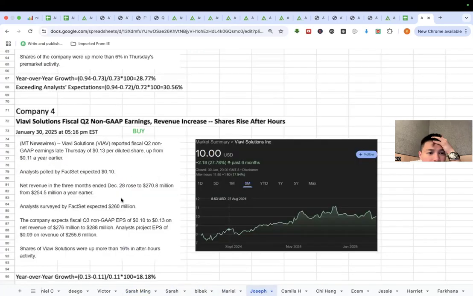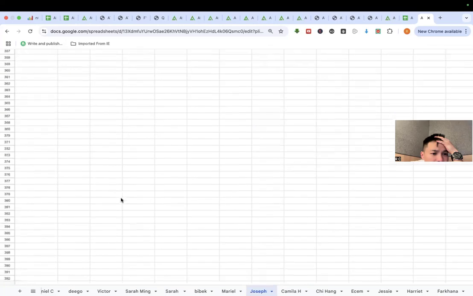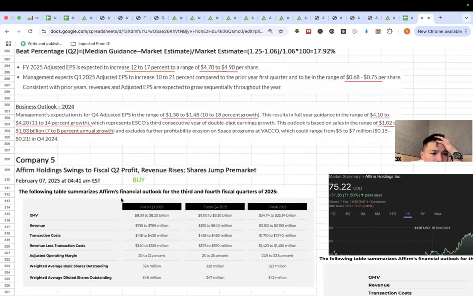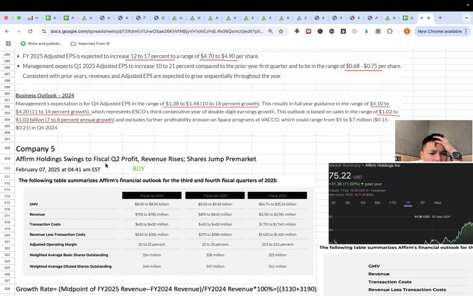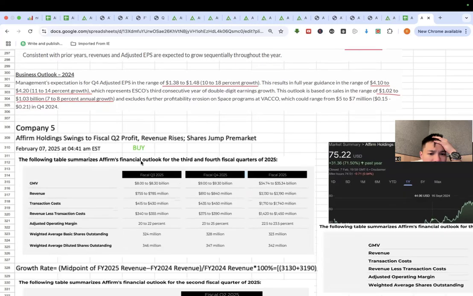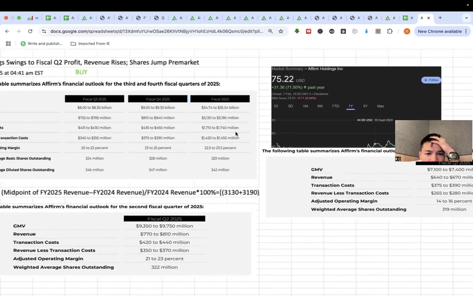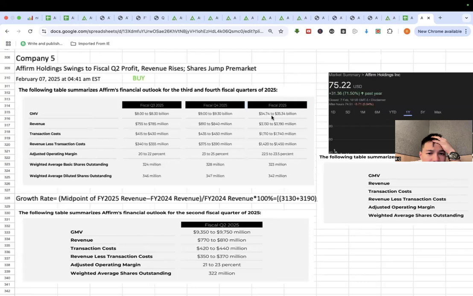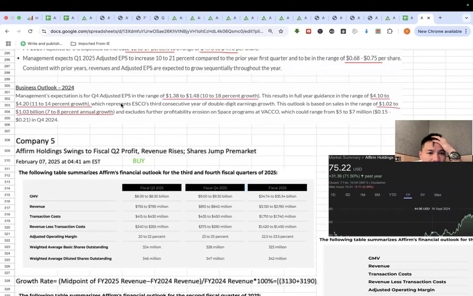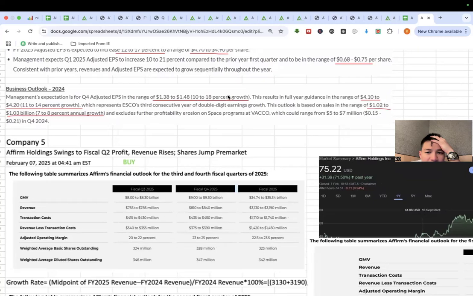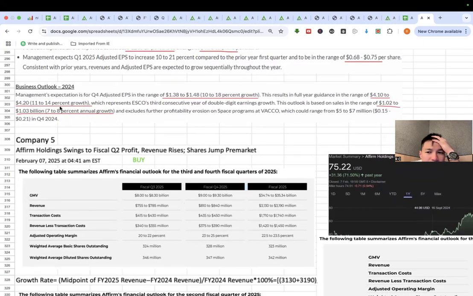What else do we have? Joe. Let's look at Joe. A firm holding swings revenue rise. Summarize of outlook. So they give Q3, Q4, and fiscal. So we look at fiscal. In order to look at fiscal, I need to see the minus. Where is the minus? Okay, this one. Expectation 10 to 18%. Full year guidance is 11 to 14%. So it's still growing. We wouldn't short this company.